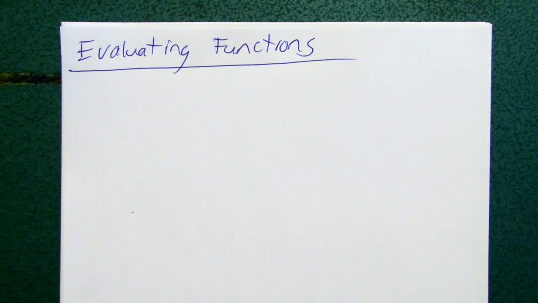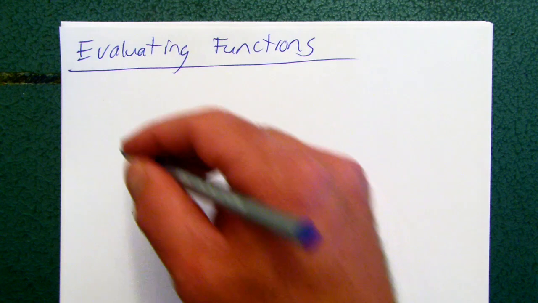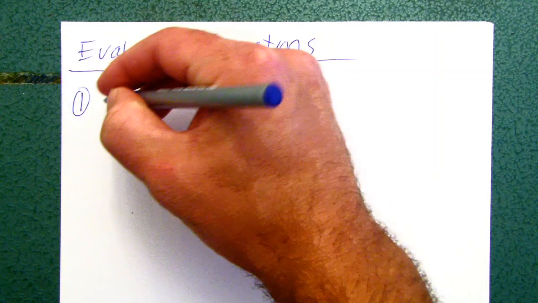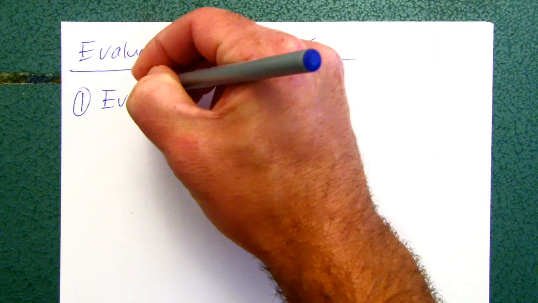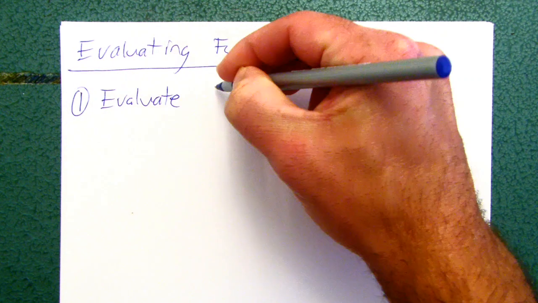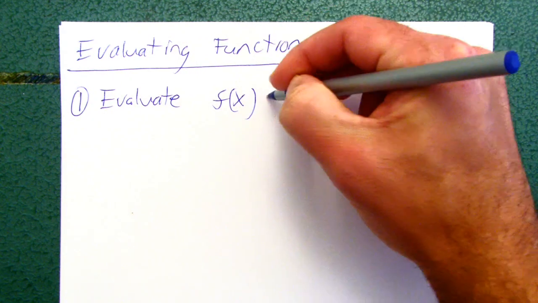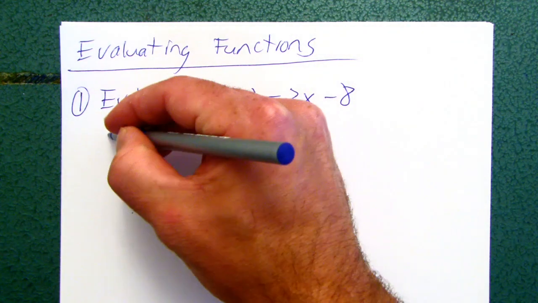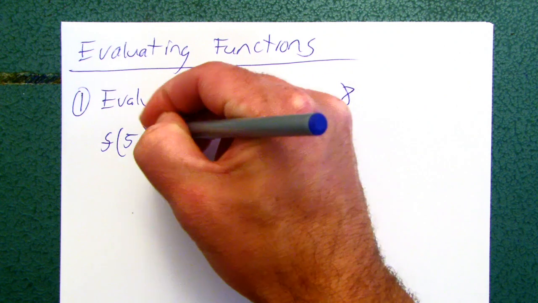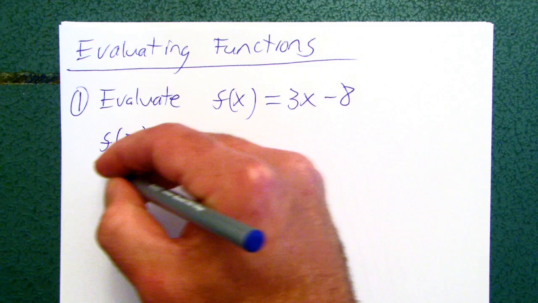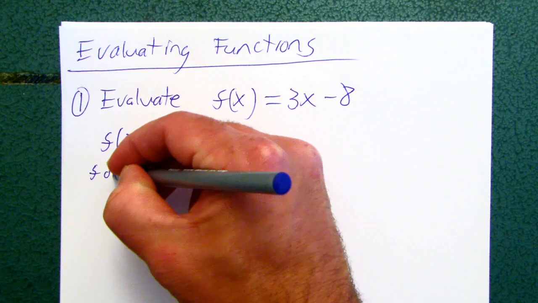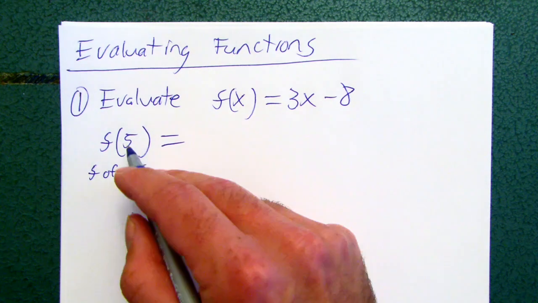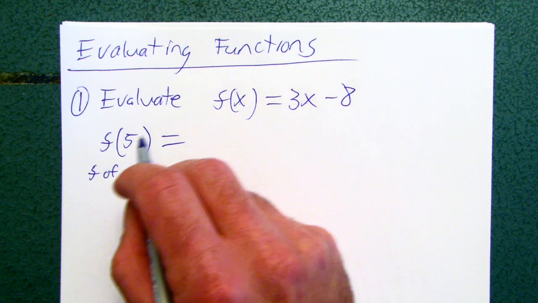All right, so we're going to keep on working on evaluating functions here. The easiest examples that you're going to get are, evaluate something like f of x equals 3x minus 8. And I might ask you to evaluate f of 5, okay? So again, we read this as f of 5. And all you're doing there is putting 5 in for x, okay? We replace x with 5 here.